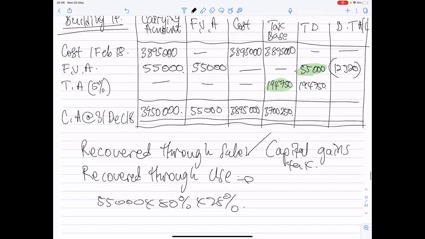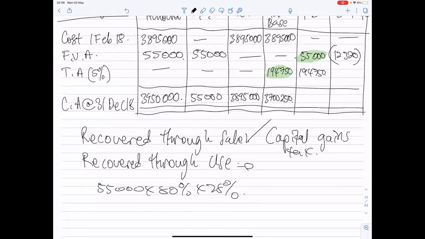Then the 194,750 is allowed by SARS. It is going to be recovered through use by 0.28. There is no capital gains. So it will be 194,750 by 28%. I'm getting 54,530. So all in all, it will be 54,530 plus 12,320, which is 66,850. That is the total amount of deferred tax, which is 66,850.